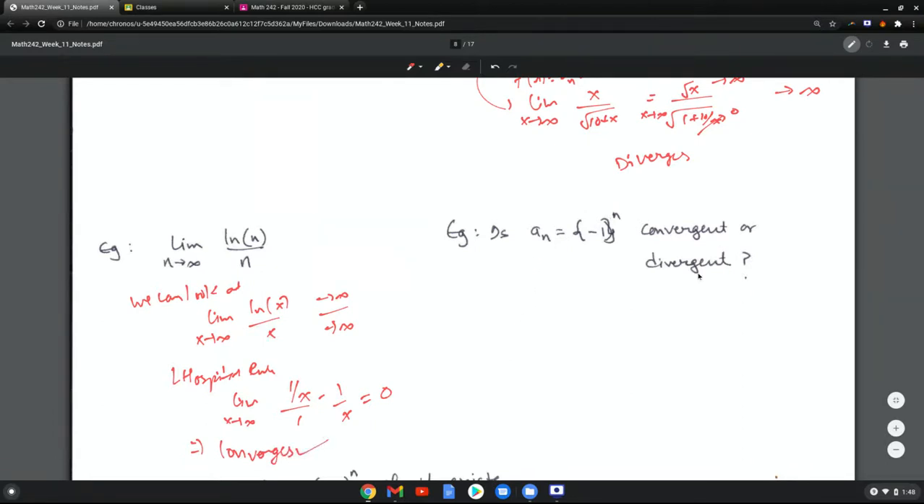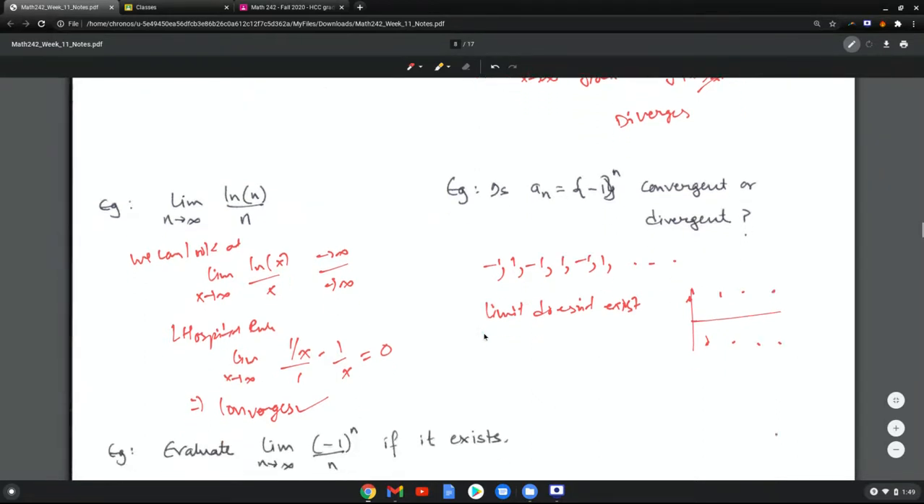Is this convergent or divergent? Now if you look at the terms of the sequence, it's negative 1, 1, negative 1, 1, negative 1, 1. So we would say that the limit does not exist, or it diverges, because if you plot this function, it oscillates between 1 and negative 1 without really getting anywhere.